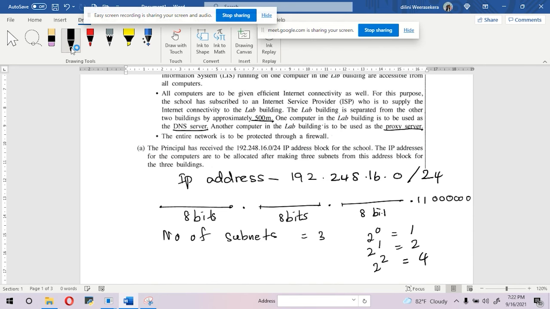Network bits are written as 1 and the host bits are written as zeros. Then giving 2 bits to the network, 2 to the power 2, we can create 4 networks. We need only 3 networks, so that is sufficient. Now out of this, we can get the subnet mask. So how do you get the subnet mask?